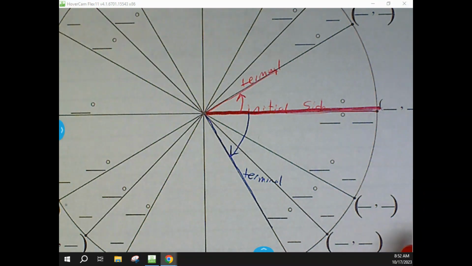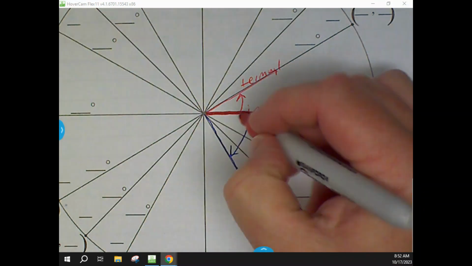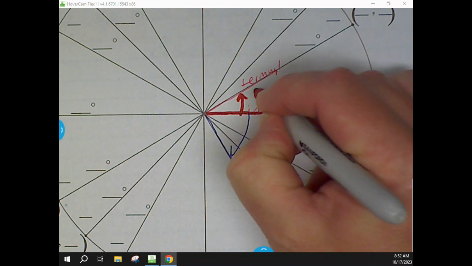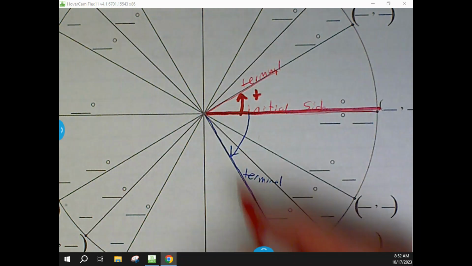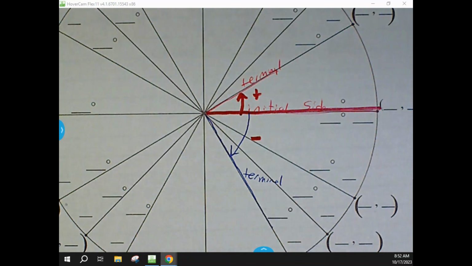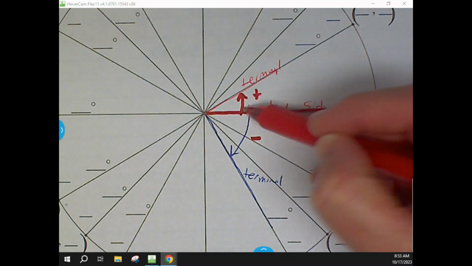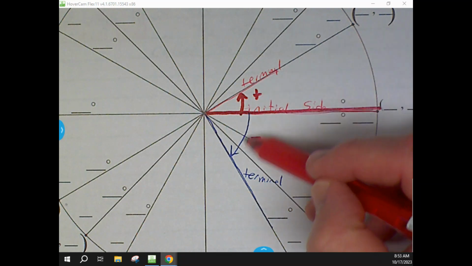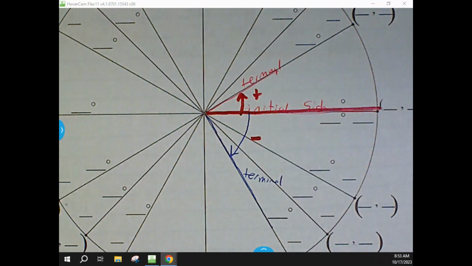Okay, and the way they're also going to show this one, if the arrow goes this way, it's going to be a positive angle. If the arrow goes this way, it's going to be a negative angle. So that's what we're talking about in the homework with some of the questions where they threw some negatives at you. So positive from the initial side: if you go up from the initial side, it's going to be positive. Anything going down, it's going to be a negative.